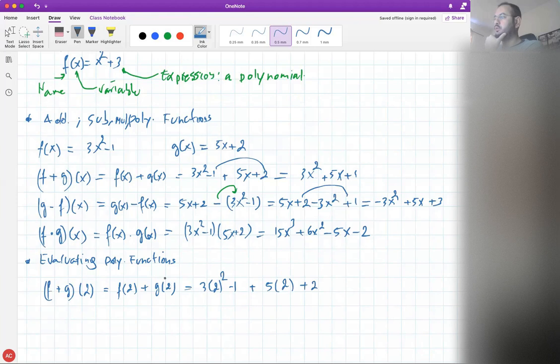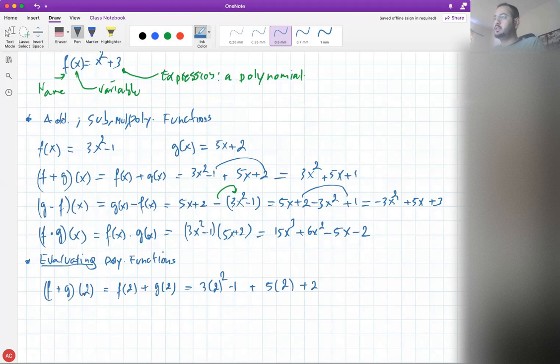g of 2 means put 2 in g. This is g, and we put 2 here. Replace the x with the number. So again, evaluating just like we did last time when we graphed functions. Now we just need to simplify this.